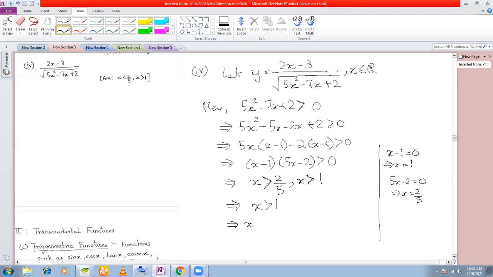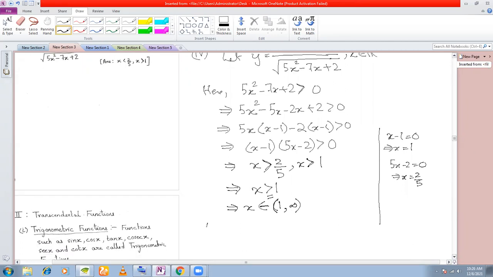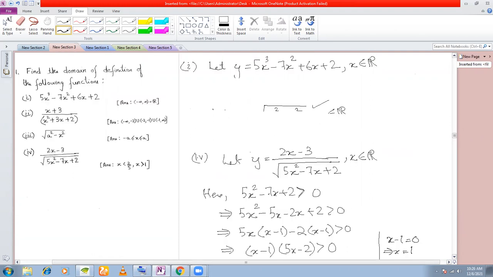So I can combine these two to write x greater than 1. And if x is greater than 1, what is the interval here? The interval here is 1, because there is no equality here, that is why I give a parenthesis, infinity. And with infinity, I always give a parenthesis. So what is the domain here? The answer given here is wrong. So your domain is 1, infinity. Please ignore this answer. Your answer should be 1, infinity.